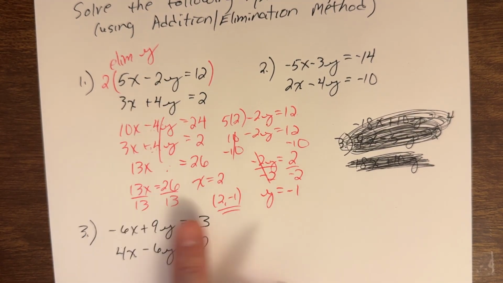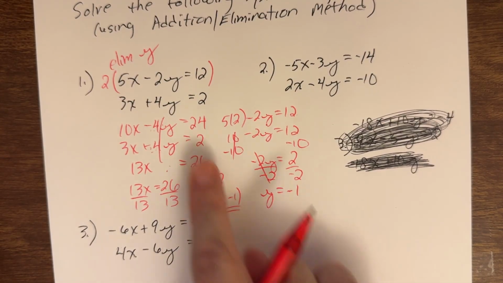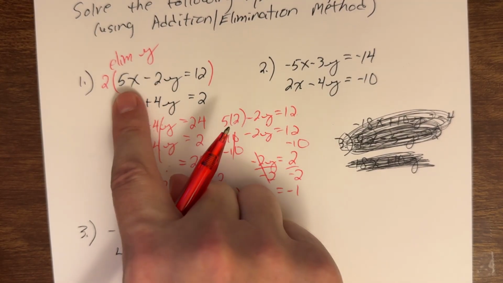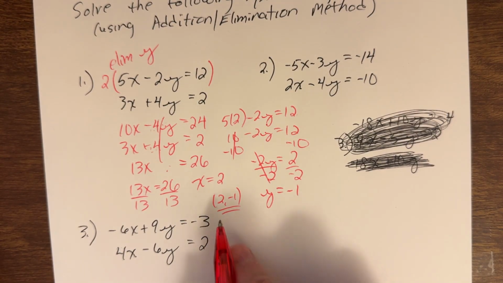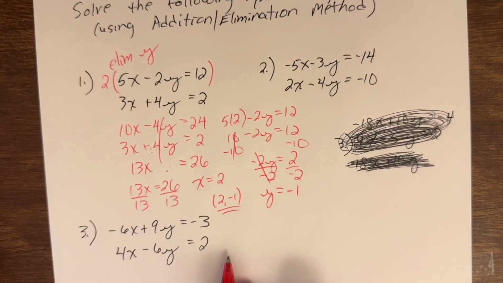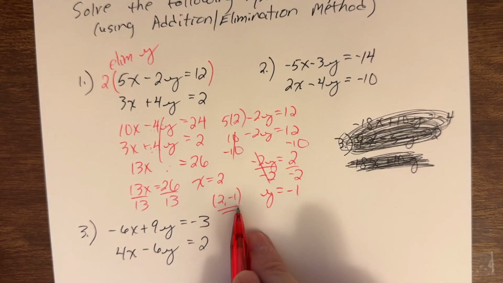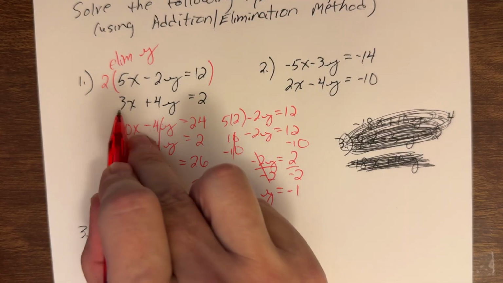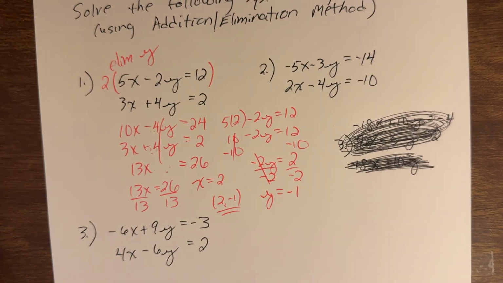5 times 2 is 10. Minus 2 times minus 1 becomes a positive 2. 10 plus 2 does give me 12. 3 times 2 gives me 6. 4 times -1 gives me -4. 6 minus 4 does give me 2.